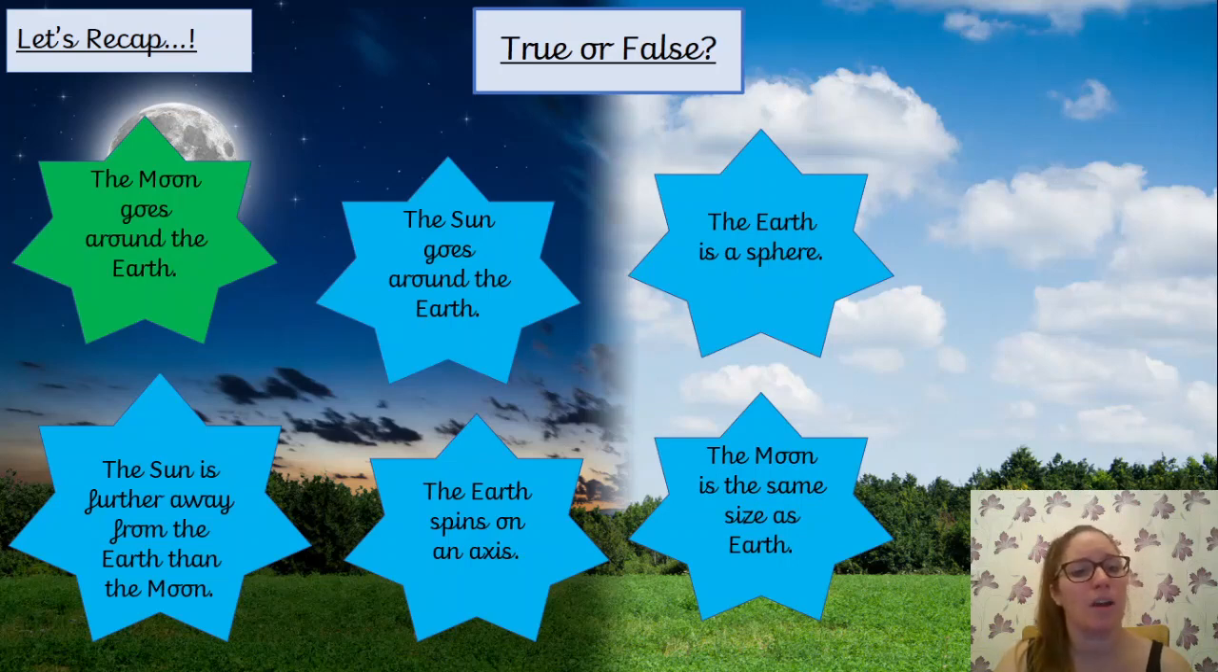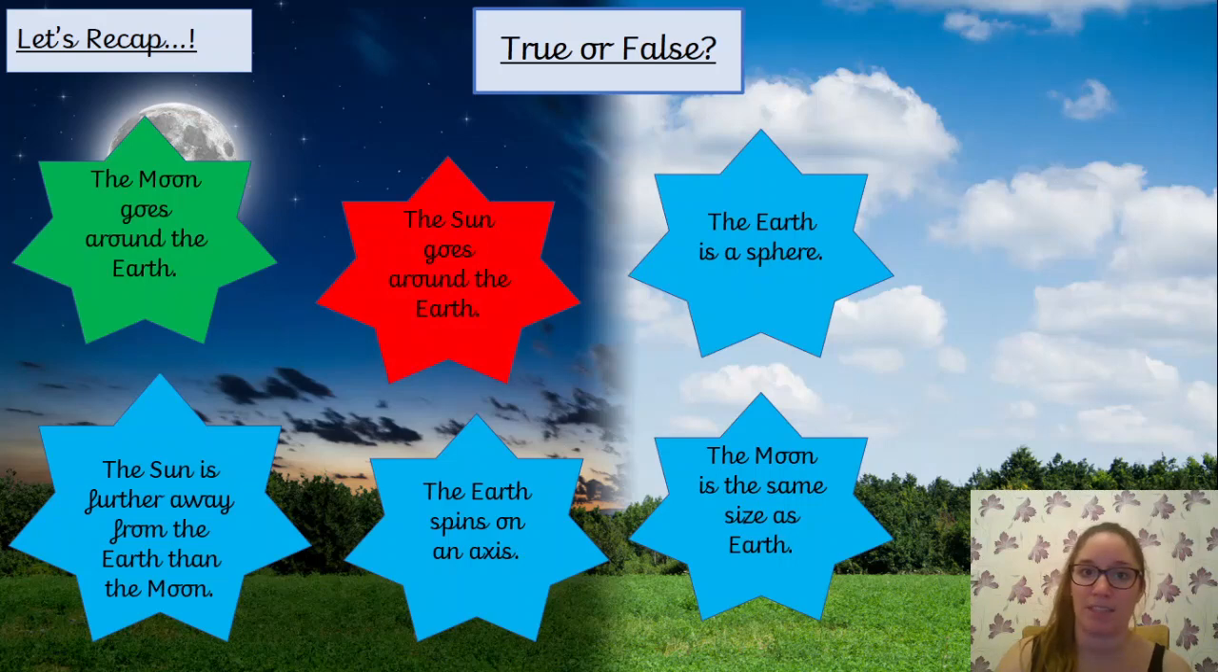Does the sun go around the Earth? Okay, do you remember when we looked at Galileo for our topic? He claimed that the sun was in the centre of the solar system, but before that it was believed that the Earth was in the centre, but it is the sun. So the sun doesn't go around the Earth, the Earth goes around the sun. So that is false.